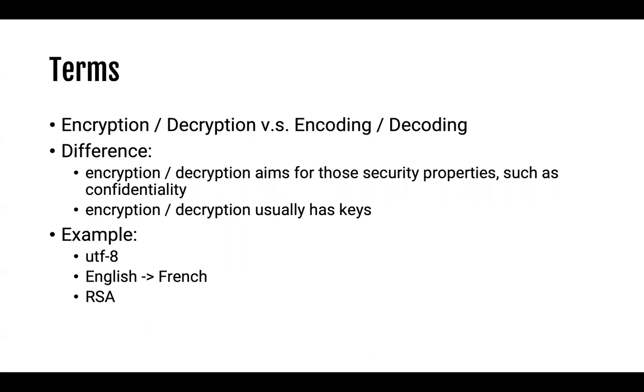So as long as I know how the encoding and decoding works, you can always get the decoded or the encoded text. It's public information, basically, right? But for encryption and decryption, even though you know how the encryption and decryption algorithm works, you will still not be able to get the plain text, even though you know the ciphertext. So that's the difference between these two terms.